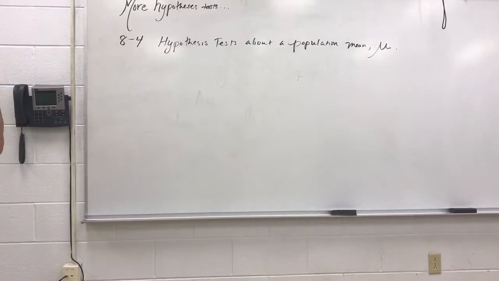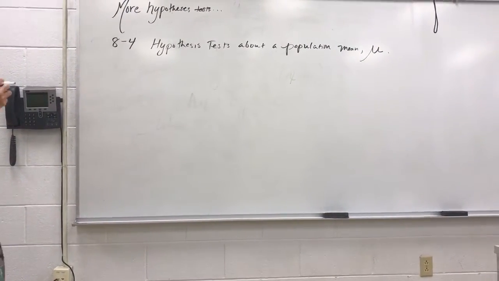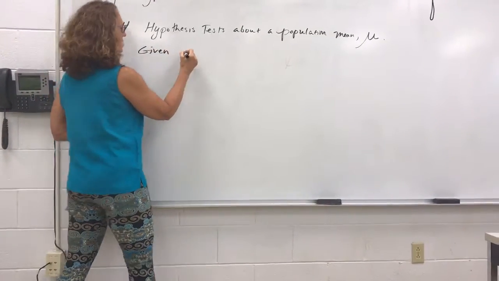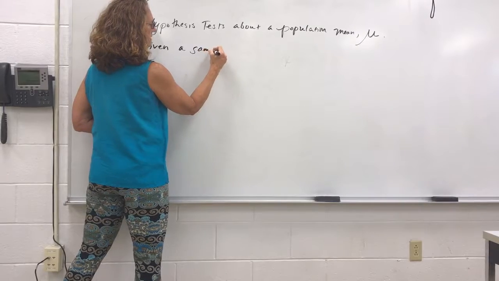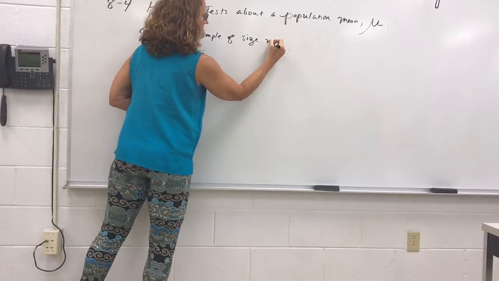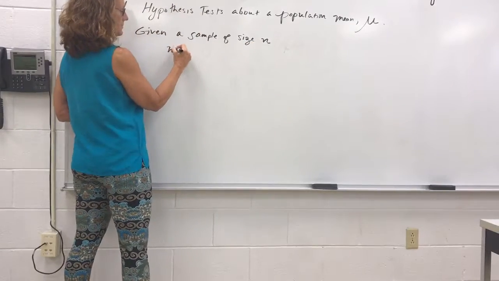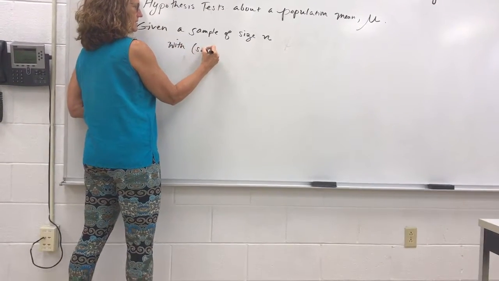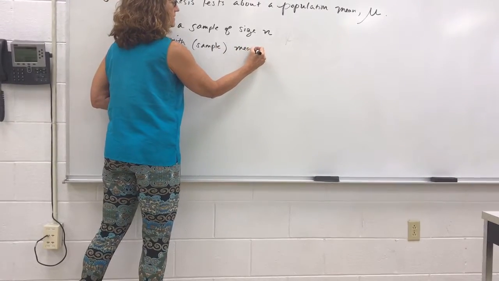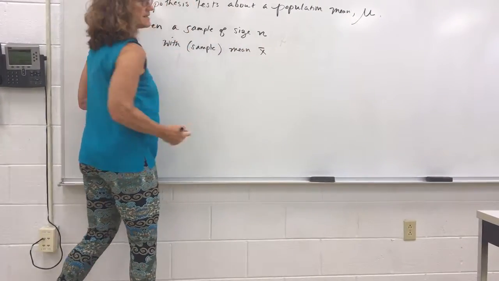Alright, so averages. You have to be given a sample, of course, of size n with sample mean. Sometimes they won't use the word sample again. They might just say with mean, and then they give you the mean. That's x bar.